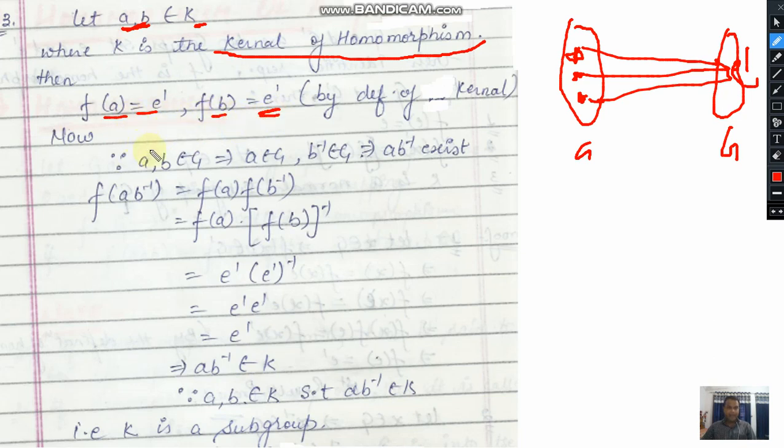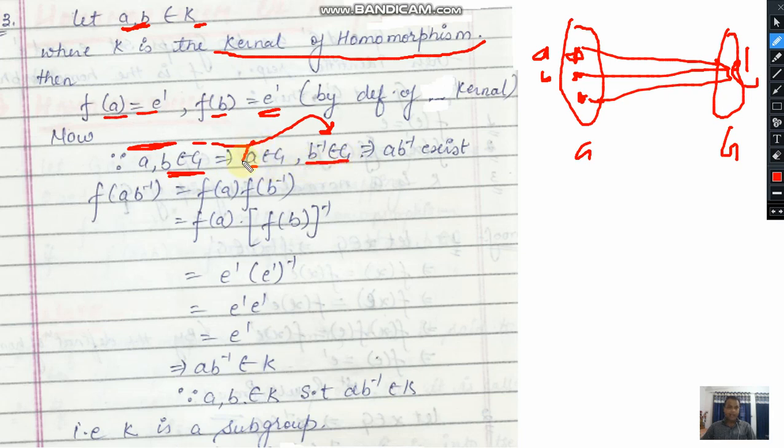Again we will write here that A and B are elements of group G. Because B is an element of G, its inverse will also be available in G, because G is a group, and in a group every element has its own inverse. So again we can write A is available in G and B inverse is available in G.